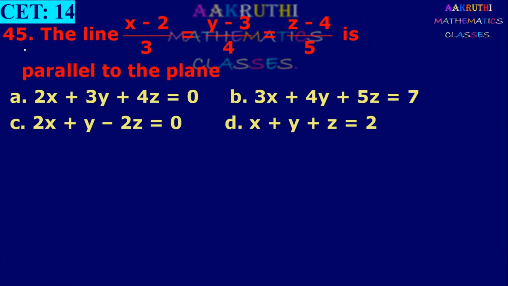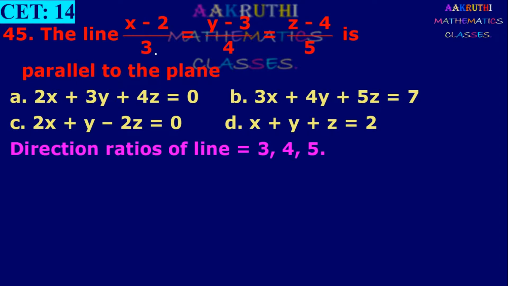So next question, question number 45, and it is from CET 2014. The line (x minus 2) by 3 equal to (y minus 3) by 4 equal to (z minus 4) by 5 is parallel to the plane. So here one line is given, so its direction ratios are 3, 4 and 5. Now we have to find which plane this line is parallel to. That is, this line should be perpendicular to the normal.